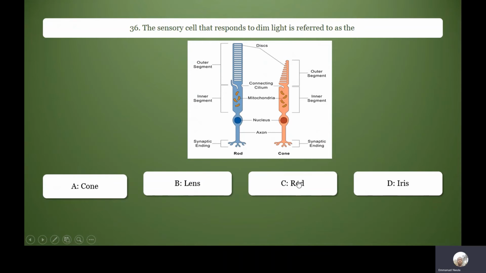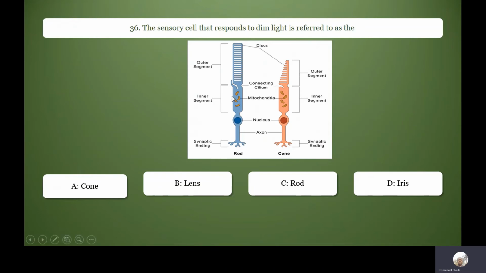The one that is very sensitive to light, that it can sense light that is low in dim light, is the rods. The other one is called the cone. The cone detects bright light, so it works when the light is bright. But the rods work in dim light. It's sensitive to dim light.